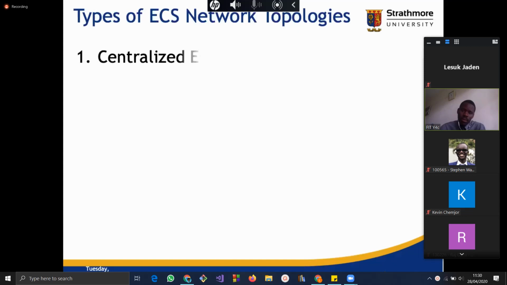So what are topologies? So we have centralized. You can see there is a chart.